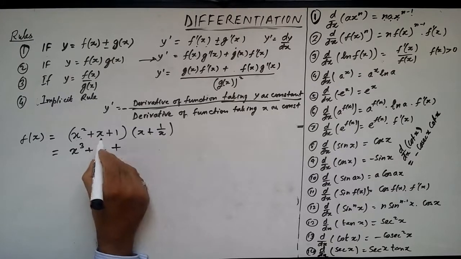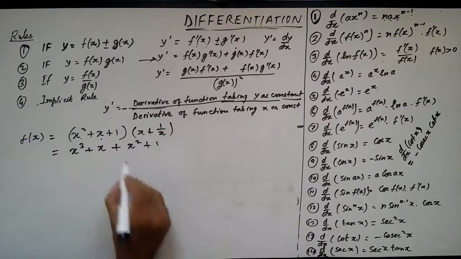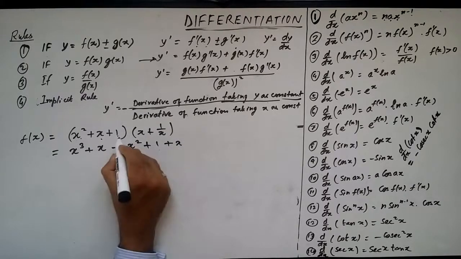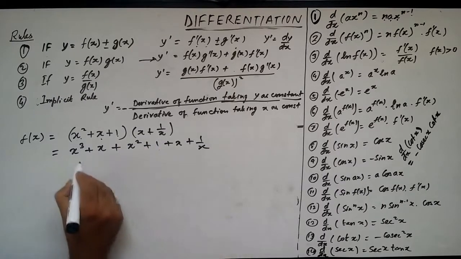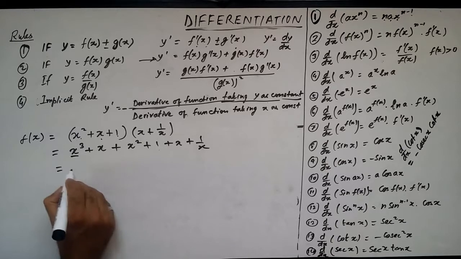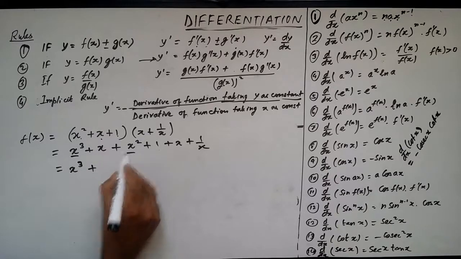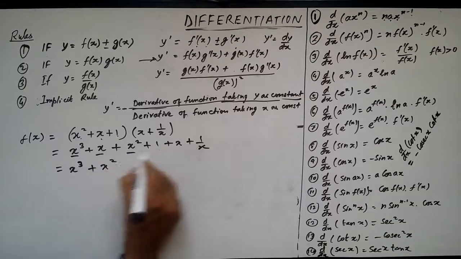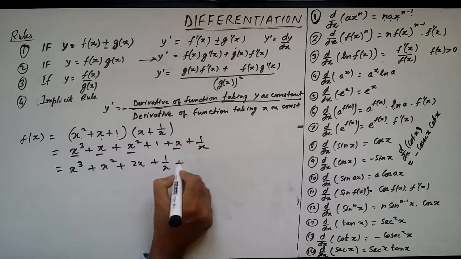So now let's take the second term. x into x is x squared. x into 1 by x is plus 1. And the last one is 1 multiplied by x is x. And 1 multiplied by 1 by x is 1 by x. So let's group all the terms together. So this becomes x cubed plus x squared. There is only one term in x squared. I have 2 x's here. So it becomes 2x plus 1 by x plus 1.